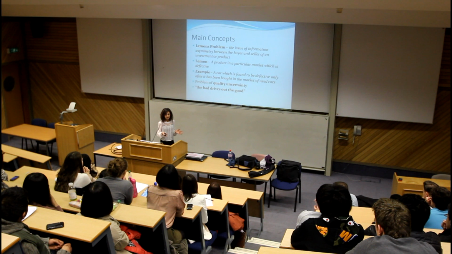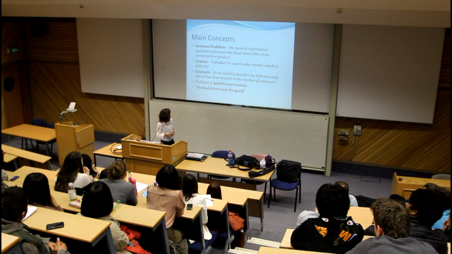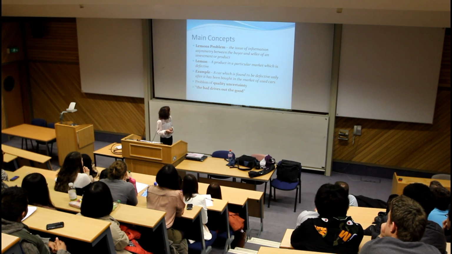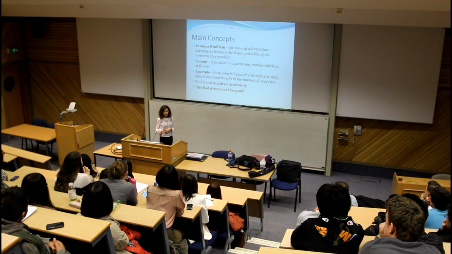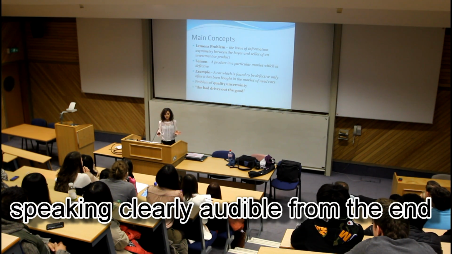A lemon can be said to be a product in a particular market which is defective, such as a car which is defective in an automobiles market. This gives rise to the problem of quality uncertainty. Akerlof uses the phrase "the bad drives out the good" in a lot of the examples in this paper.